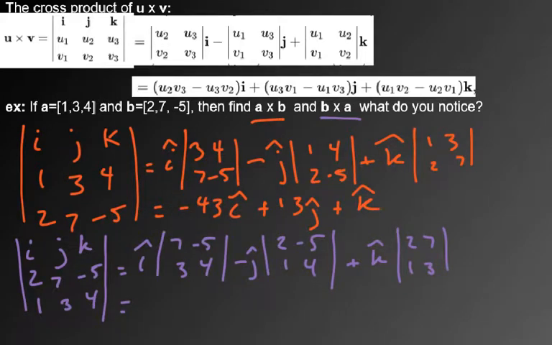So you're going to get 43 i hat. Then you're actually going to get negative 13 j hat here. And you're going to get minus k hat. That one's quick to see because you just do 6 minus 7, right?